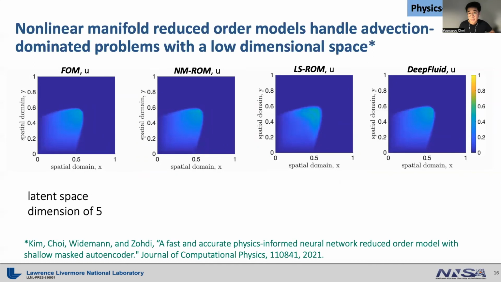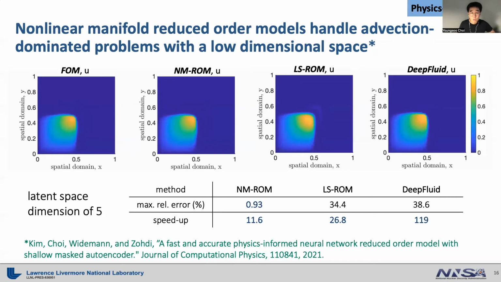Here we compare the performance of different types of surrogate models that I have introduced in this presentation. FOM is the full order model, NMROM is the nonlinear manifold reduced order model, LSROM is the linear subspace reduced order model, and DeepFluids is a type of black box approach. As you can see from the movies, NMROM and the full order model are almost identical in the norm, although NMROM used a latent space dimension of only 5. Quantitatively, NMROM achieves less than 1% maximum relative error.